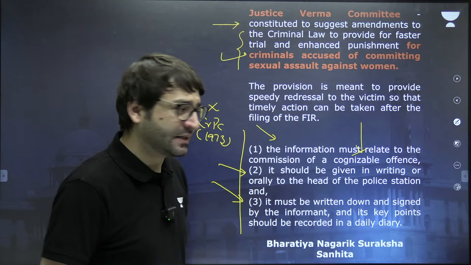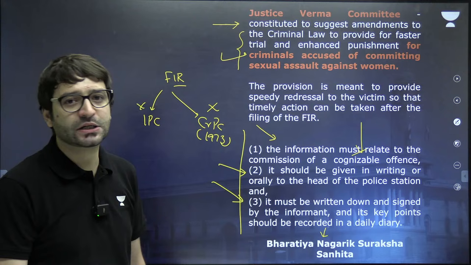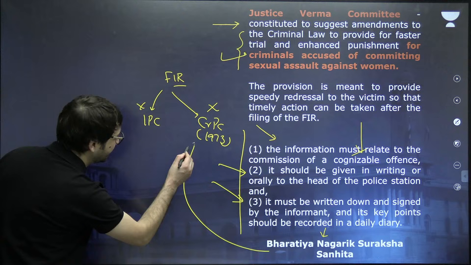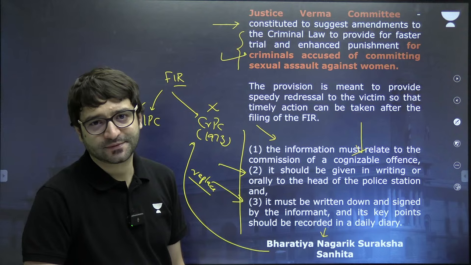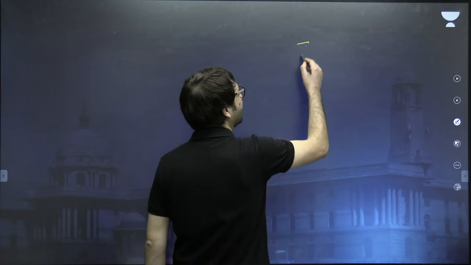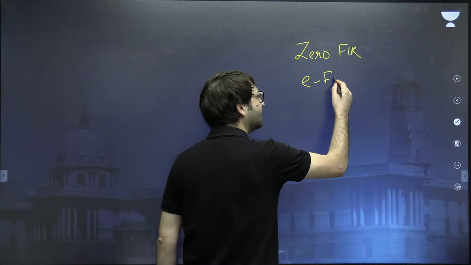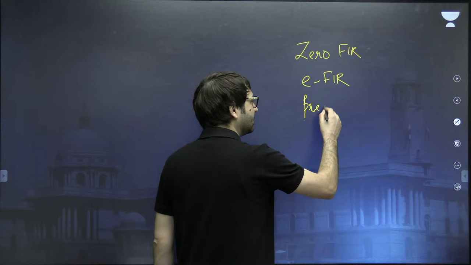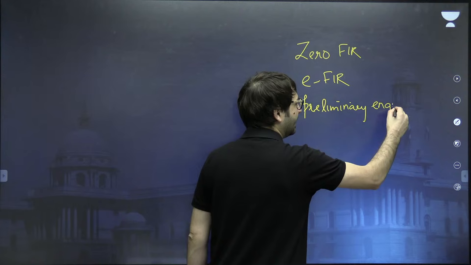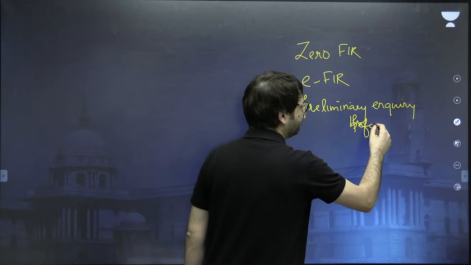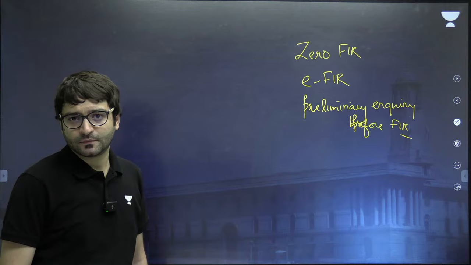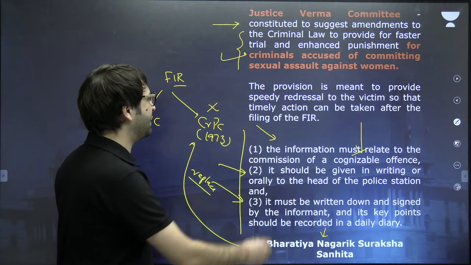But sir, what about the Bharatiya Nagarik Suraksha Sanhita? Because from June, it is this law which will replace the Criminal Procedure Code. And it is this Bharatiya Sanhita which talks about zero FIR, which gives a statutory backing to zero FIR. It also talks about EFIR. It also talks about preliminary inquiry before FIR. Zero FIR we would know. Zero FIR is basically to provide speedy redressal to the victim so that timely action can be taken after filing of the FIR.